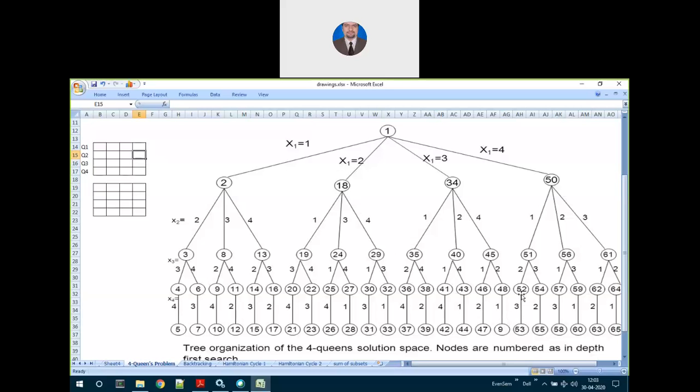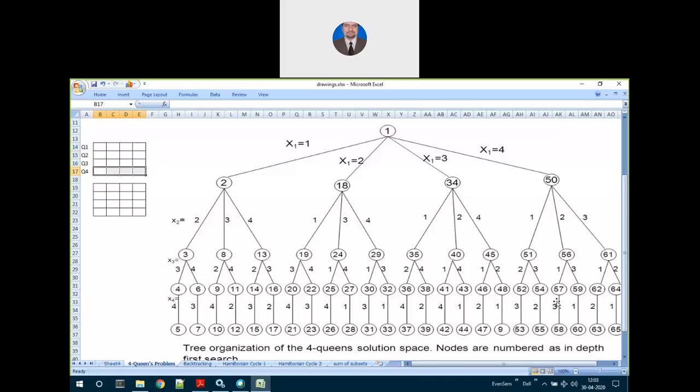The edge between the nodes 52 and 53. So this is for what? This is for the x4. x4 means the queen number 4. Queen number 4 means the fourth row. Okay, fourth row and that particular column.